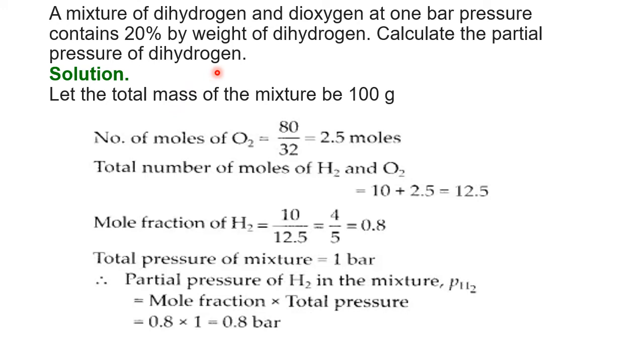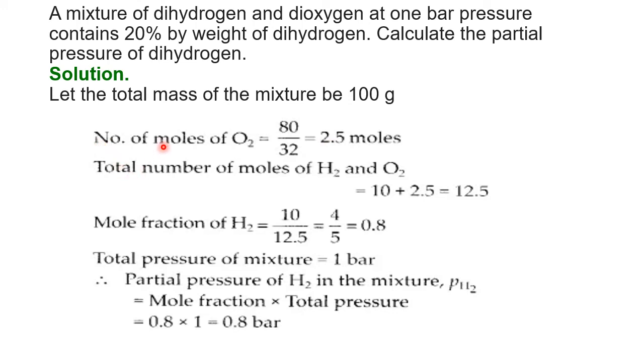Let us take the total mass of the mixture to be 100 gram. If it is 100 gram of the total mixture, then hydrogen equal to 20 gram, oxygen equal to 80 gram. Clear. Now, that means 20 gram of hydrogen, 80 gram of dioxygen, which is equal to 100 gram. When you know the mass of oxygen, which is equal to 80 gram, then what is the number of moles of oxygen? 80 by molar mass. Molar mass is 32, which is equal to 2.5 moles.